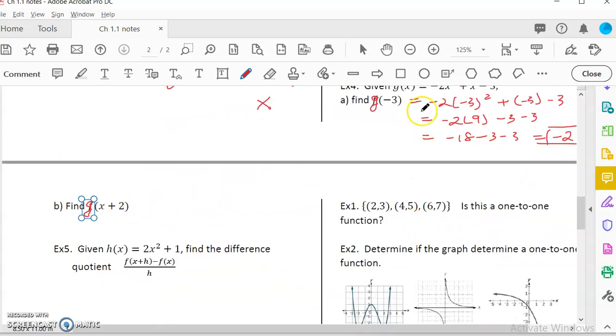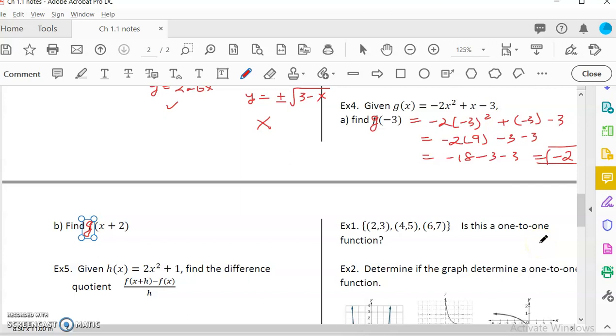So what about g of x plus 2? My g of x is -2x squared plus x minus 3. This is a little tricky because x plus 2 is the whole input. Whenever you see x, you plug in x plus 2: -2 times (x plus 2) squared plus (x plus 2) minus 3. Don't just put -2x squared plus x minus 3 plus 2. It's not that. Whenever you encounter x in the input, you put in x plus 2.